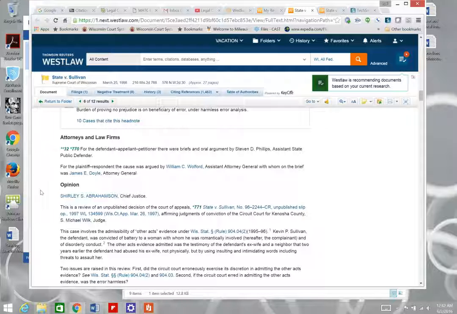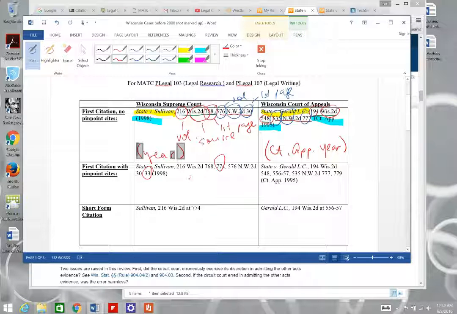So for this example of the pinpoint citations, I chose a citation that was on page 774 of the Wisconsin Second and on page 33 of the Northwest Second. In State versus Gerald L.C., it's the same thing. You have the first page, comma, and then you have the exact page where you got the quote. Those are called pinpoint citations, because then you know where you got your quote. So I'm going to make some lines and just put this, these are pinpoint citations. I'm going to erase some of this because it's hard to read the next thing that comes up.